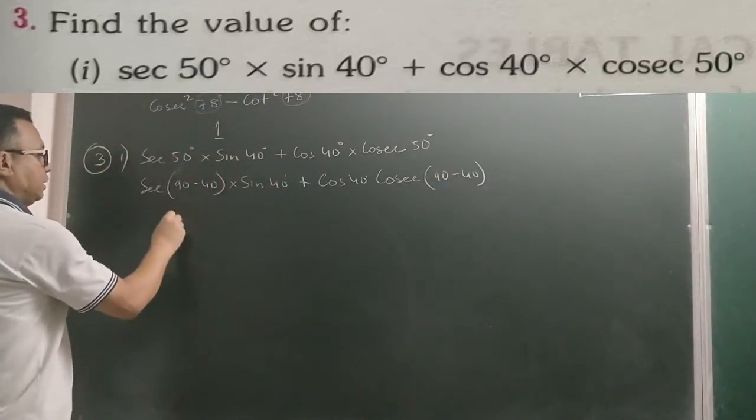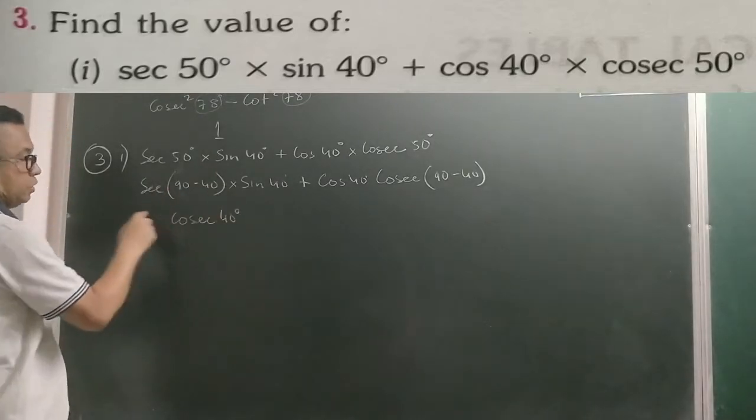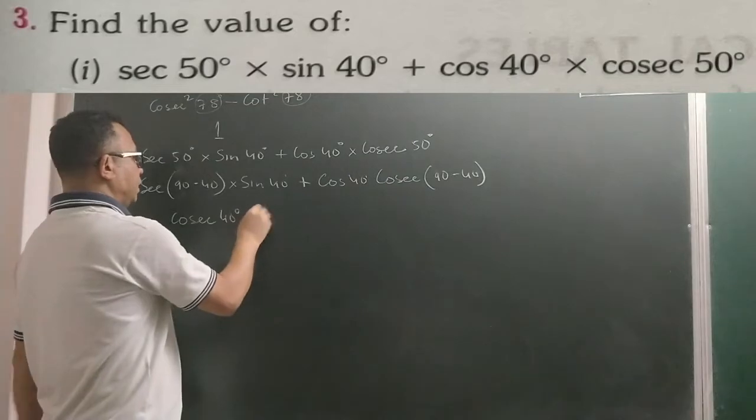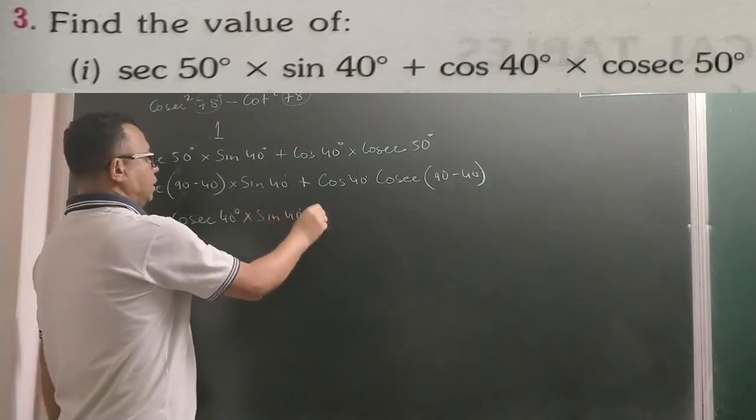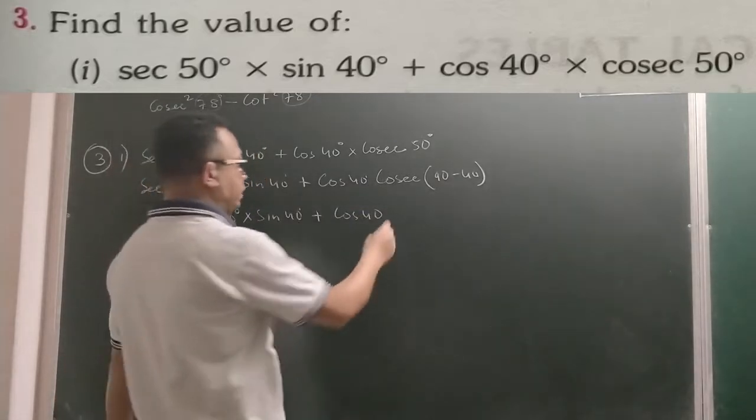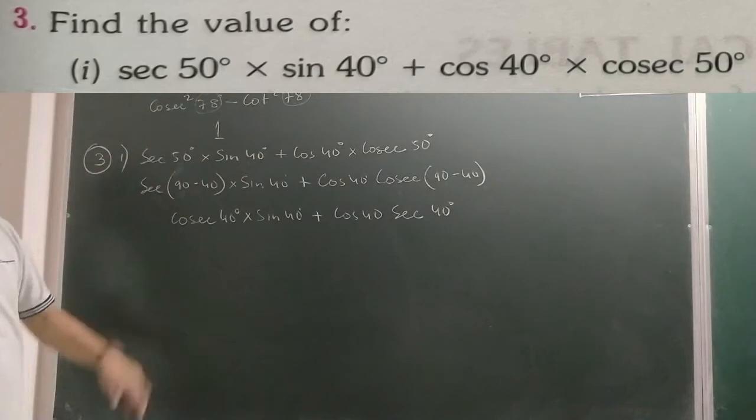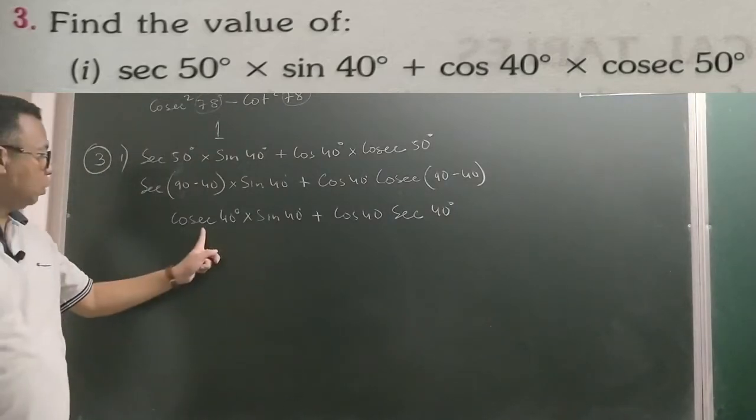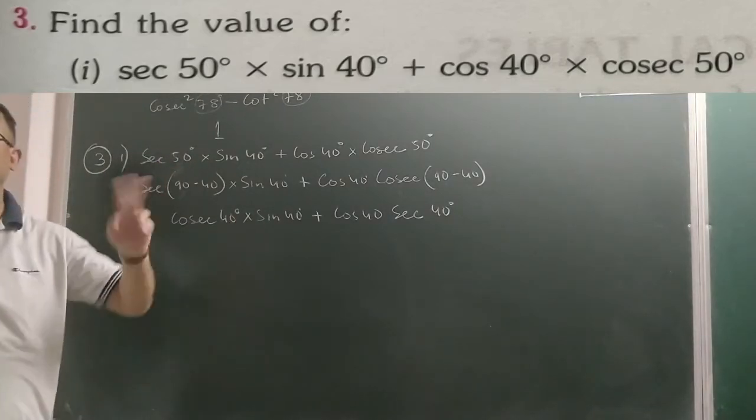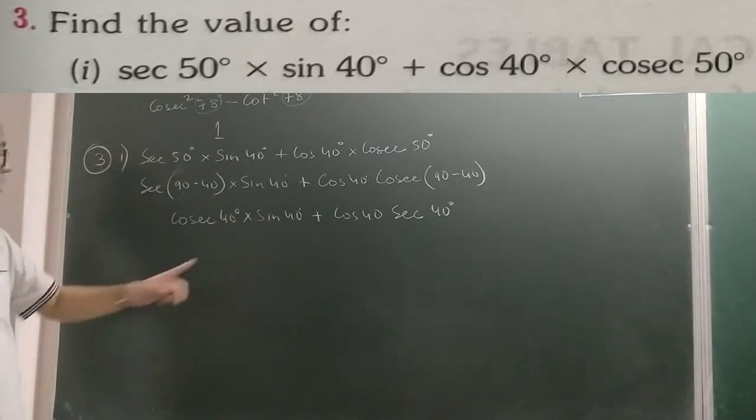Sec 90 minus 40 is cosec 40, because sec will change to cosec. This is the same, sine 40, then this is cos 40, and cosec 90 minus 40, cosec will change to sec, so it becomes sec 40. I think a very similar question we had done before also. Cosec and sine are reciprocal to each other. This is also 40, that is also 40. Cosec is the opposite of sine.